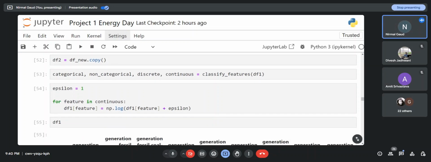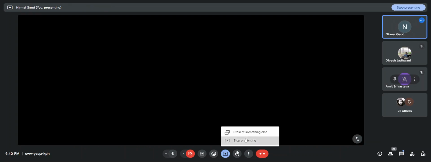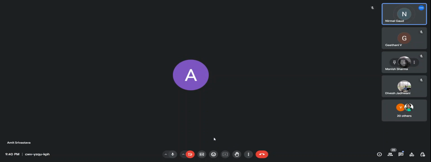Okay, so what I did again, I took my df data frame and performed classification of features like categorical, non-categorical, discrete, and continuous. The code of classify features I have already made above. If you remember, I have already made the code for classification of features above. Okay, now what is the reason of doing this thing? Why am I classifying my features? See, there is a reason, and the reason is, let me share my entire screen. I want to talk about why I am doing this thing.